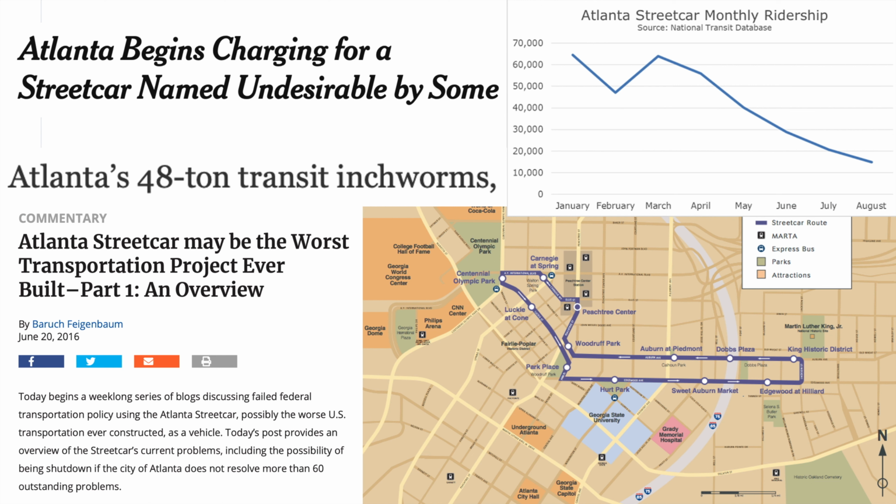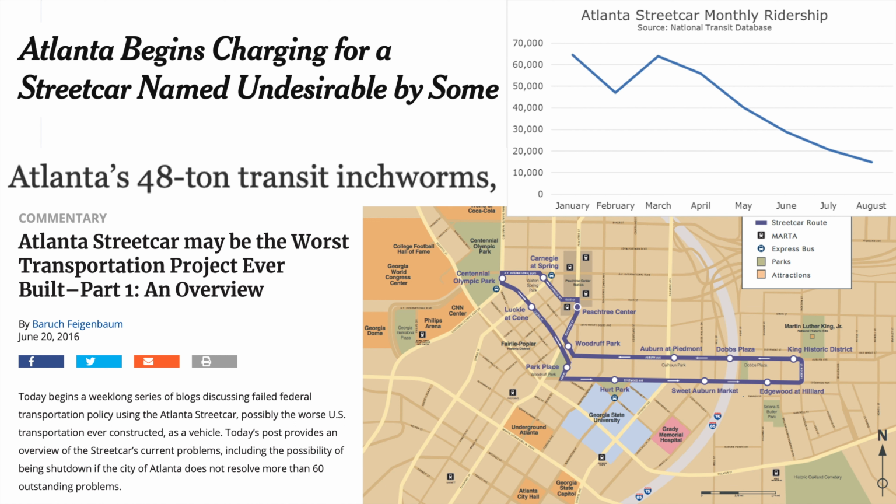And probably the worst example of this is the Atlanta streetcar named Undesirable, 48-ton transit inchworms, and the worst transportation project ever built. And you can see quite plainly here why it's such a bad system. Even though Atlanta has a very large subway system, the streetcar actually only has one transfer to the subway at Peachtree Center. But if you were to pick up the streetcar there, it's going in the wrong direction and only goes 2 stops before turning around.